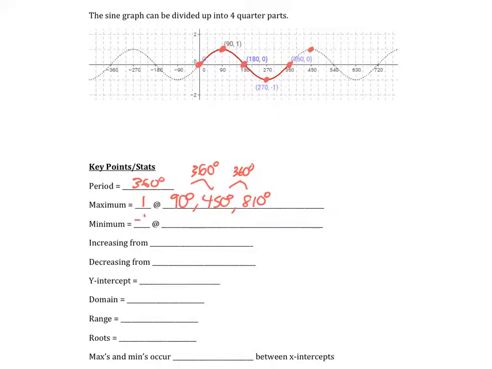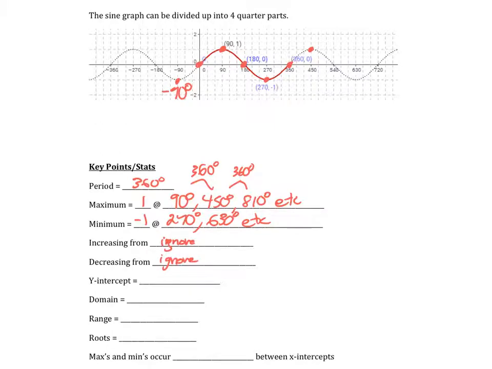Conversely, your minimum is -1. That occurs at 270. I could put etc. on here: 270, 630, etc. And notice again, I could go back in a negative direction as well, so it doesn't only mean positive angles. It looks like at -90 degrees, I would also have another minimum value. We don't always have to list that, but I just want you to be aware of it. Increasing, decreasing, from, let's ignore that.